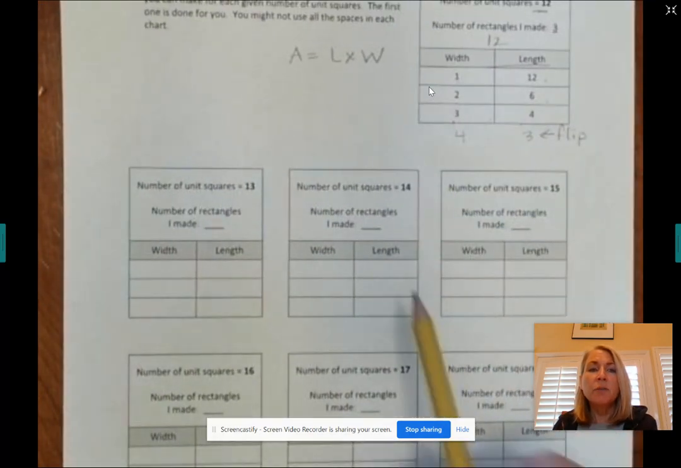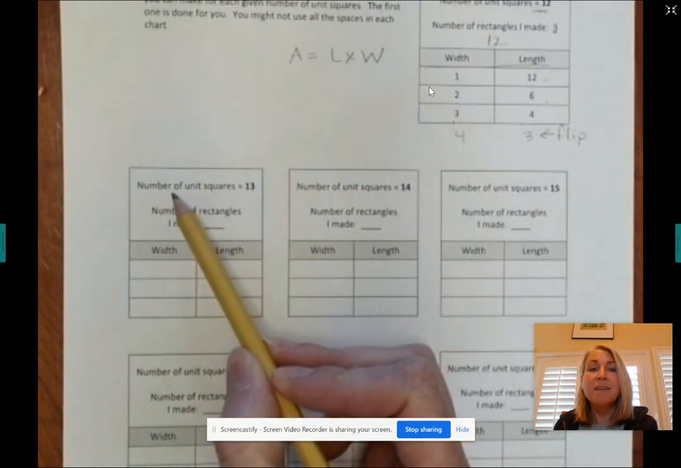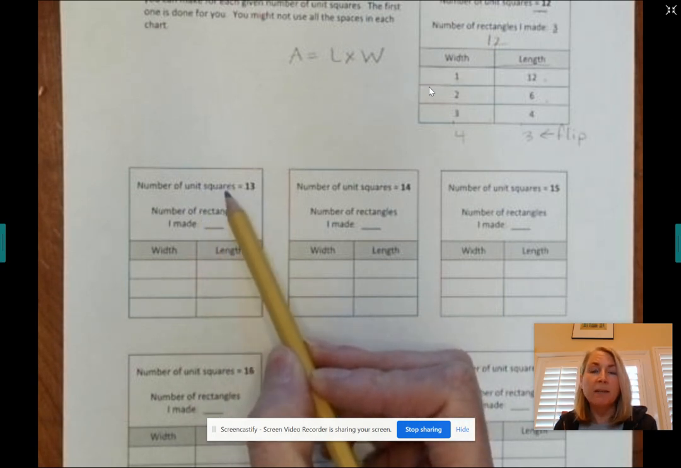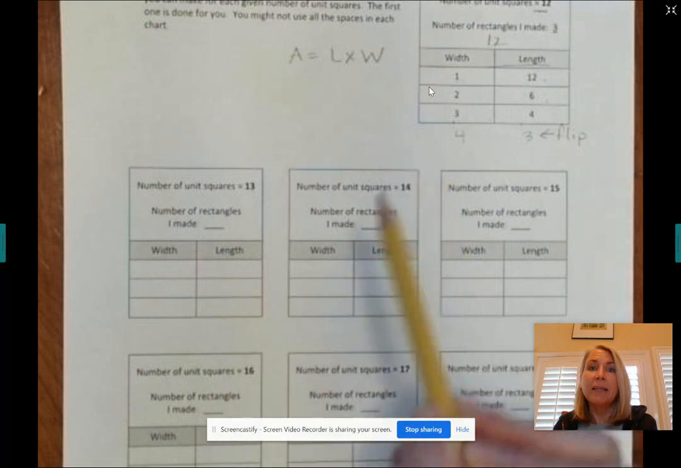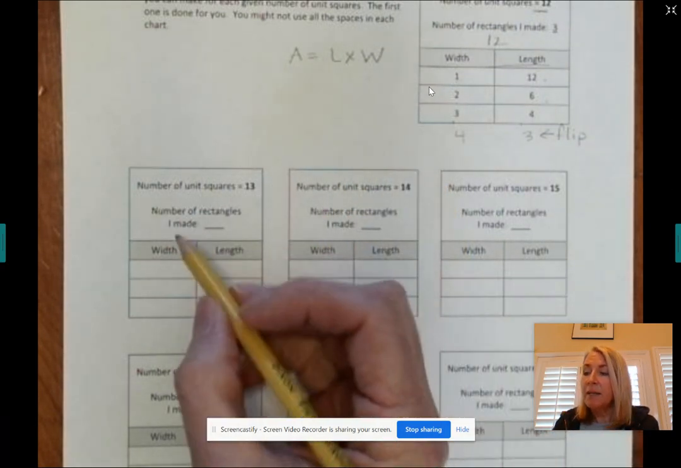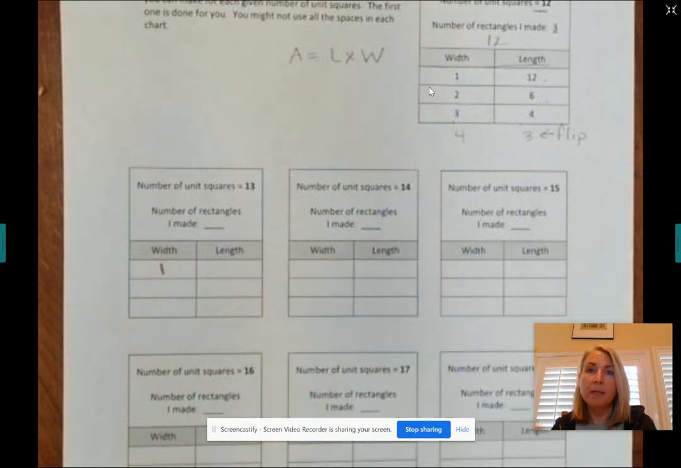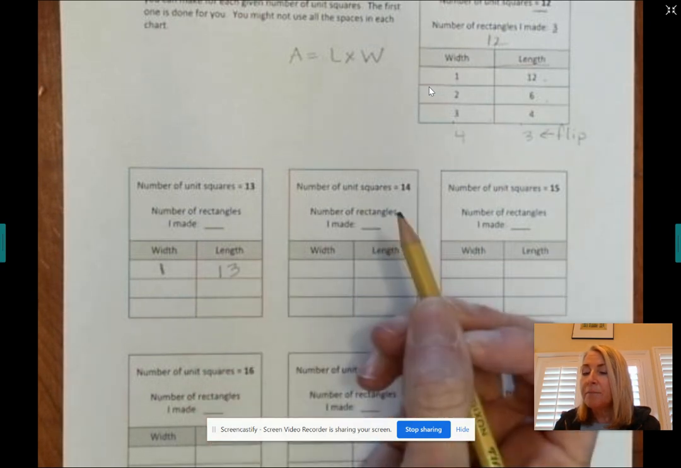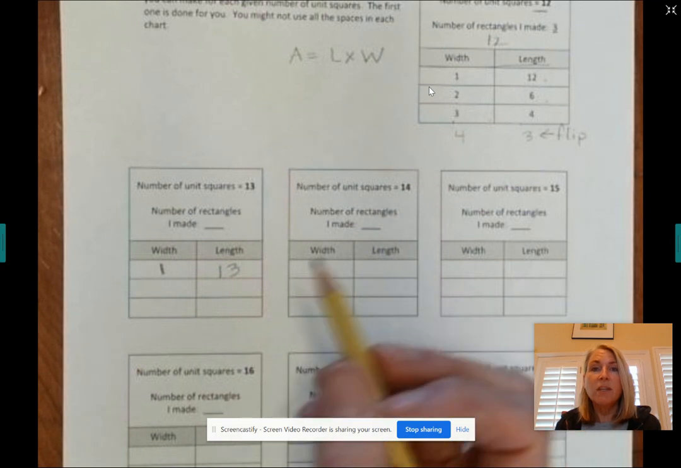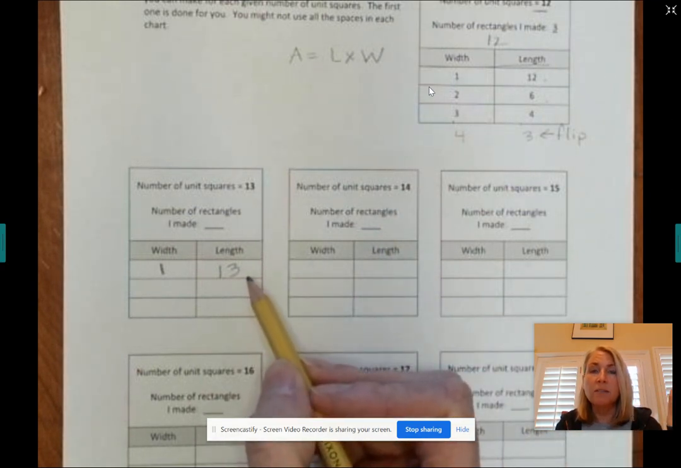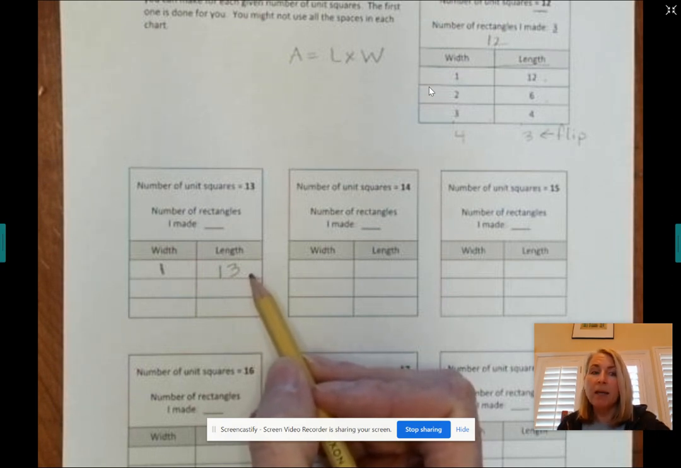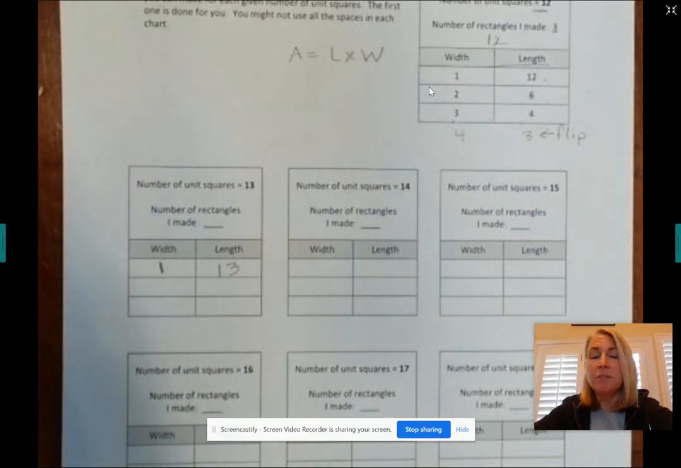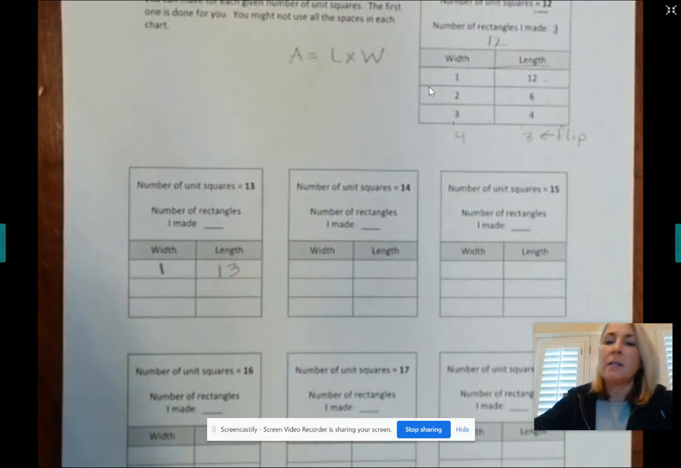So let's go down to an area of 13, where it says number of unit squares. Unit squares are the same thing as tiling a space. So I have to think: we always know there's going to be something times 1, because 1 times a number always gets us that number. So 1 times 13 gets us an area of 13. Then I'm going to mentally go through my checklist. Is there anything times 2 that equals 13? No. Anything times 3? Nope. Times 4? Nope.